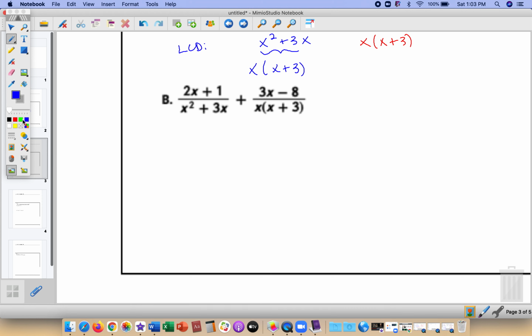So my least common denominator, I need at least an x. I need quantity x plus 3. So my LCD is x times x plus 3, or you could say x squared plus 3x. So I'm going to leave this one in factored form. Since both the denominators are the same, you can write it as x times x plus 3. Again, you want to leave it in factored form.